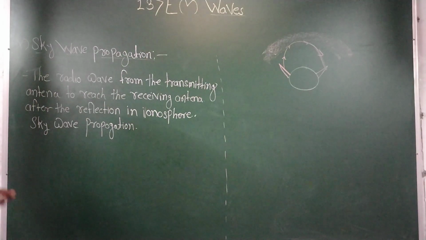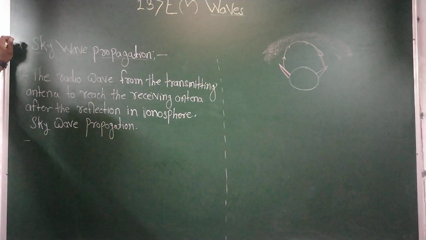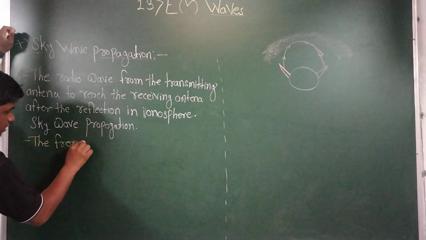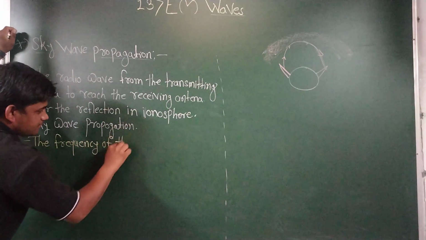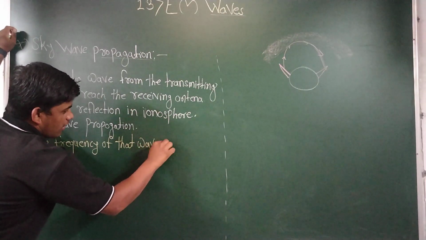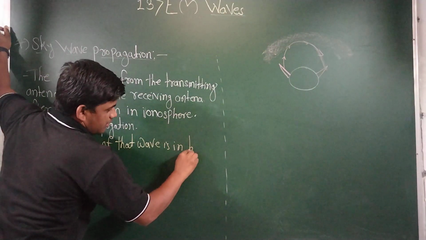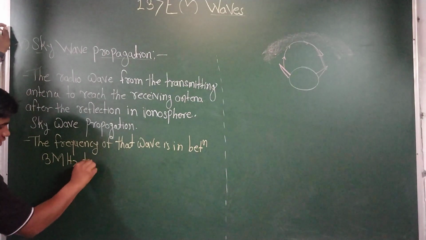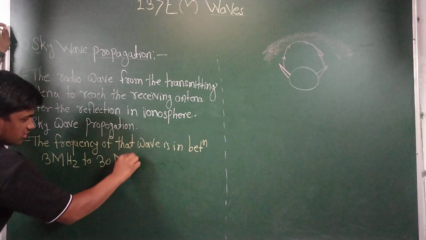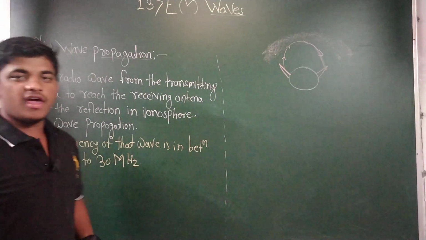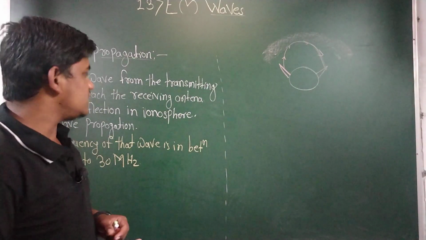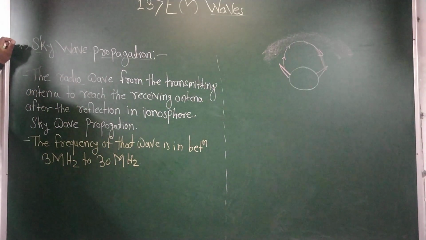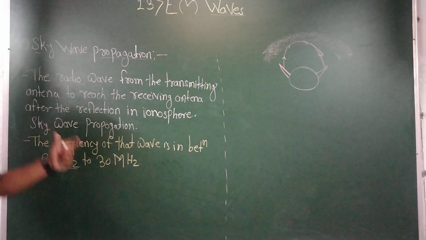One more thing to remember for the MCQ is the frequency range. The frequency of that wave is in between 3 megahertz to 30 megahertz. Remember this for the MCQ. What is the range of frequency of the radio waves in sky wave propagation? The range is 3 megahertz to 30 megahertz.